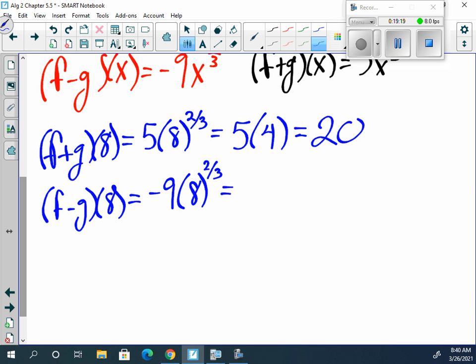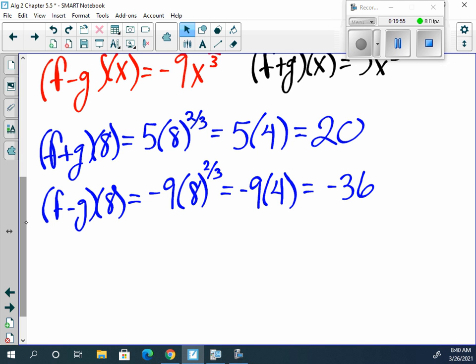I thought it would be cube, right? I thought you'd divide it by. So the cubed root would be a number times itself 3 times, which would be 2. So the cubed root of 8 is 2, and 2 squared is 4. So for our addition, we would get 20, and for our subtraction, we would get -36.